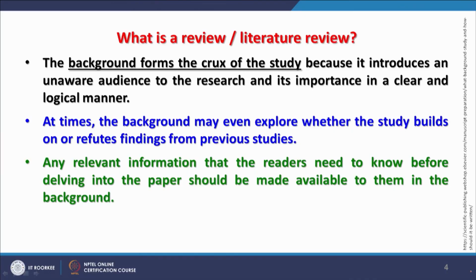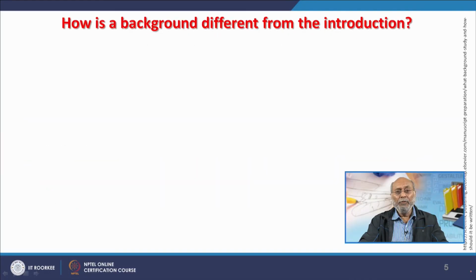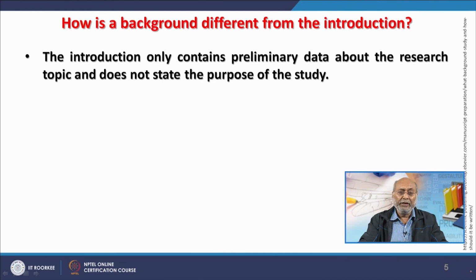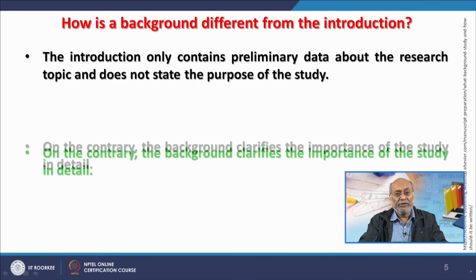Any relevant information which you feel would be useful for the readers before writing the paper should be made available in the review work or the background work. Now, we will see how the background differs from the introduction. The introduction, which we have already discussed, contains only preliminary data about the research topic you have taken, and it does not state the purpose of the study, why it is being performed, because the gaps are not known at that stage when the introduction is being written.